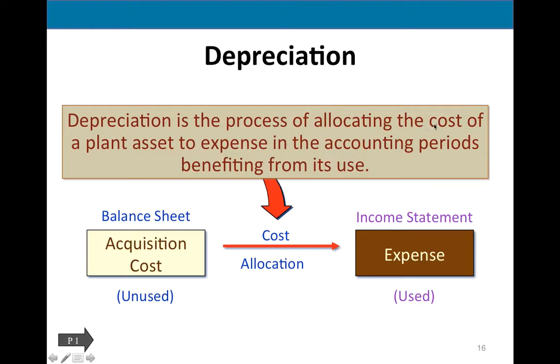It's the process of spreading out, allocating the cost of the plant asset to expense in the accounting periods benefiting from its use, in the periods when that asset earns me revenue. So we have the acquisition cost on the balance sheet, and the amount of depreciation will be moved. Whatever we use up will go as a depreciation expense on the income statement and will be closed out, right? Anything from the income statement is closed out to zero after we prepare our financial statements.